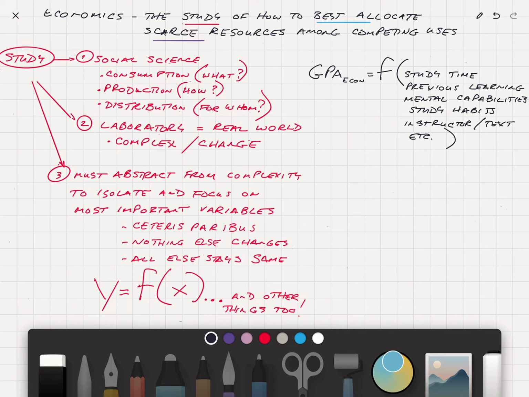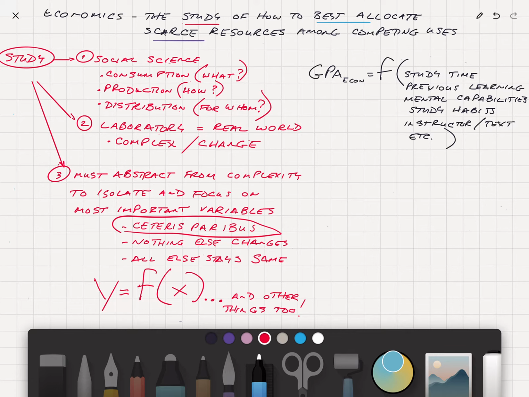The way that we do this is by using this Latin term right here, ceteris paribus. Ceteris paribus means nothing else changes. Another way to say that, it means all else stays the same. I like to think of it in general functional form. Y is a function of x. Y is the dependent variable. X is the first independent variable. Y is a function of x, and I go dot dot dot and other things too. These other things too, all the variables to the right of that first variable, are being held constant via ceteris paribus.